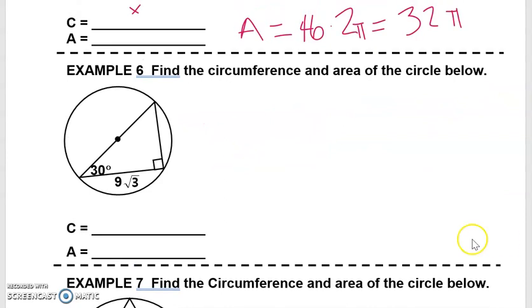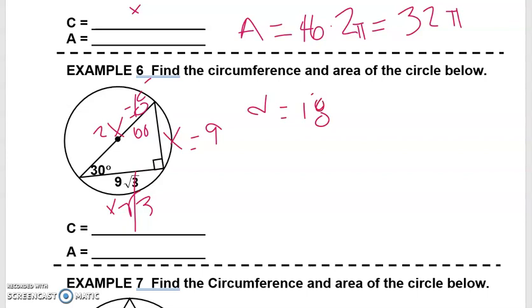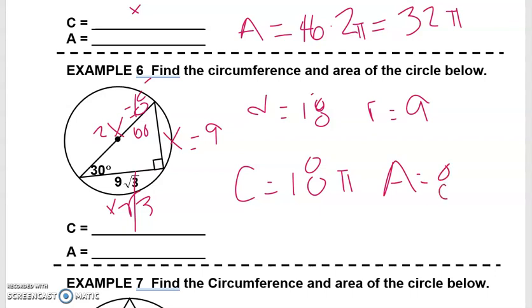Find the circumference and area below. This is a 30, 60, 90. So this is x, 2x, x root of 3. We can just cancel these roots of 3 to find x. So x is 9 and 2x is 18. So that means your diameter is 18, and therefore your radius is half that, which is 9. So circumference is 18 pi. Area is 9 squared, which is 81 times pi.